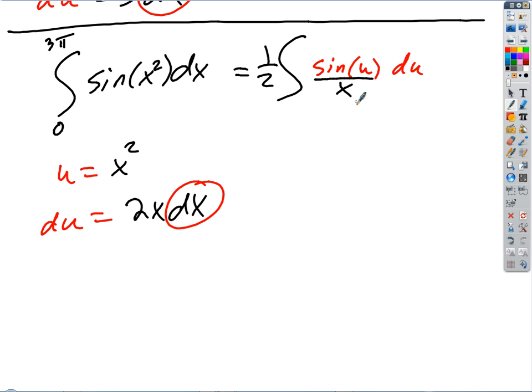I can solve for x in terms of u. That's fine to do, right? I could solve for x, and I'm going to get plus or minus square root of u, right? I have to treat both cases. But the problem is, I didn't really help myself. I didn't get something that I can take an integral of. And you don't have very many techniques to rely on right now.